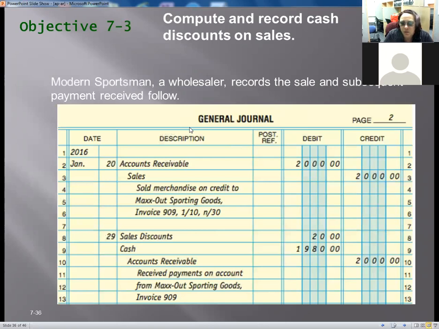And this is sold merchandise on account. Well, the next one is how it looks if you wanted to give them a discount. So instead of having it go to accounts receivable, you're going to have it go to sales, you're going to have it go to cash. So you're going to break it up though. Part of it's going to go to your sales discounts and part of it's going to go to your cash.